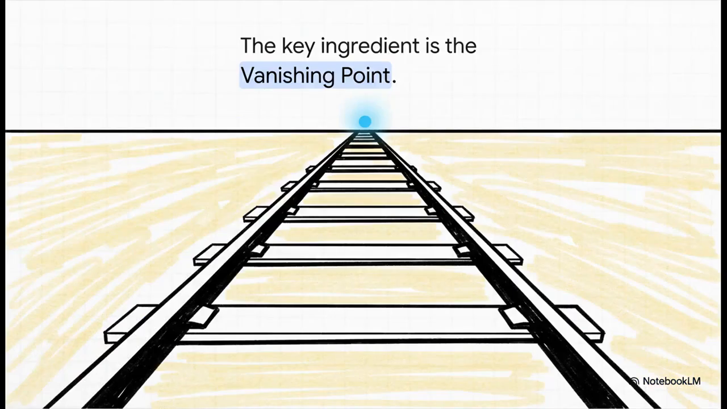And the most important part of this whole system, the key ingredient, is something called the vanishing point. Just picture yourself standing on a long, straight road or looking down a set of train tracks. You know for a fact those two rails are parallel, but they look like they're getting closer and closer until way off in the distance they meet at a single point. That point, that's the vanishing point.